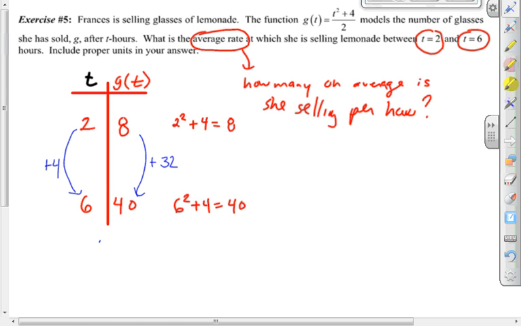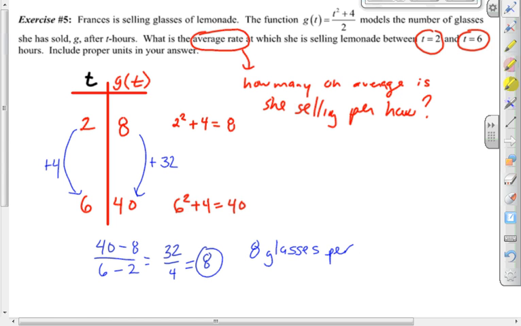So we're going to make a ratio. Change in glasses sold over change in hours. And we would find that the average rate of change is 8. So on average, she's selling 8 glasses of lemonade per hour.